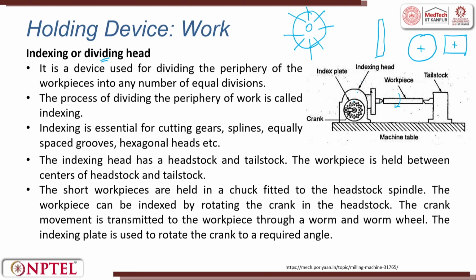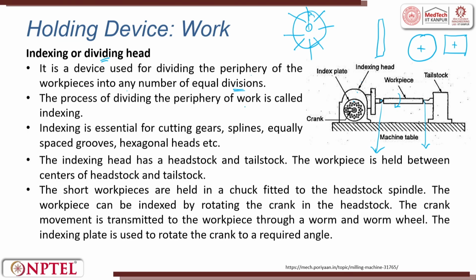Here the workpiece is held between two centers. These two centers are the tailstock and the headstock. The tailstock is a dead center where there is no RPM given. This portion is also a dead stock, you rotate it and then you stop it. It is a device for dividing the periphery of the workpiece into any number of equal divisions. This has to be uniform. For example, the angle between these two can be 30 degrees. It has to be uniform all around, 30 degrees.